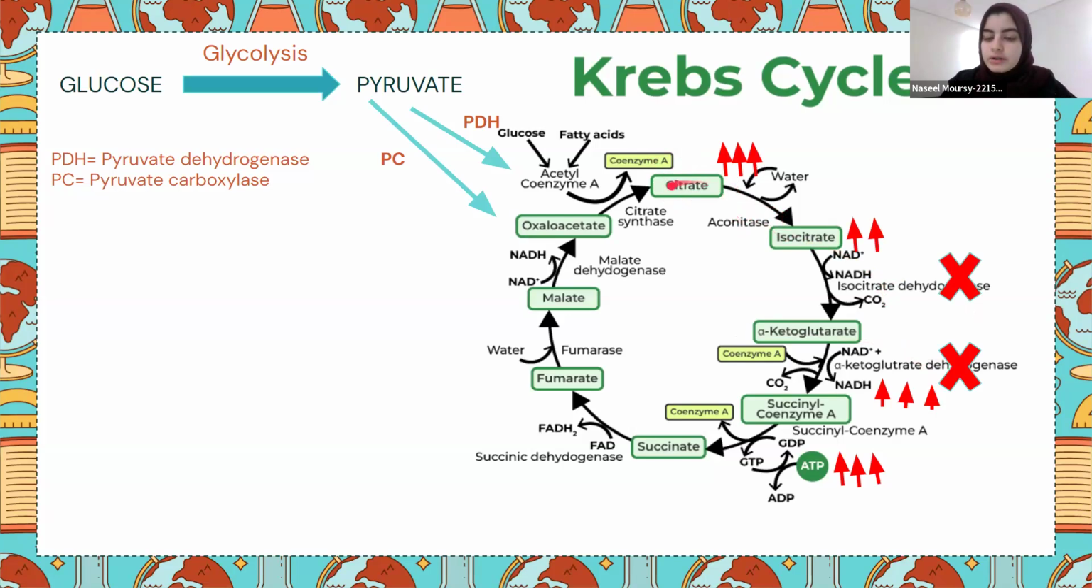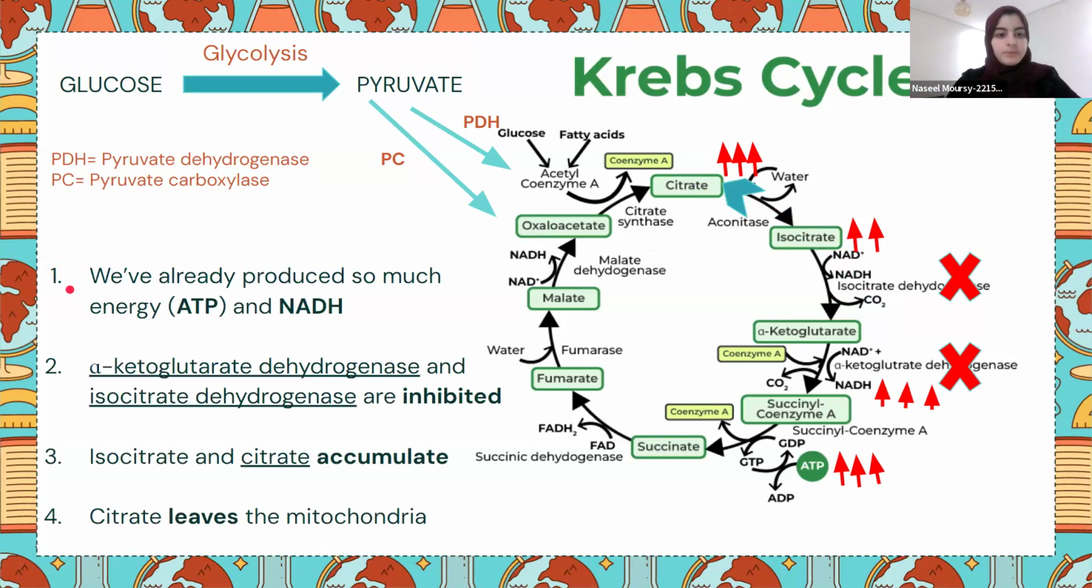You'll tell me, how does citrate accumulate if isocitrate is the step right before the enzyme inhibition? Well, this step from citrate to isocitrate is reversible, okay? So isocitrate gets pushed back to citrate, all right? And then citrate goes and leaves the mitochondria, okay? I've written this down again. So because we've already produced so much ATP and NADH, these two enzymes are inhibited, and so isocitrate and citrate accumulate, and citrate leaves the mitochondria. Is this part clear? You guys want me to repeat it?